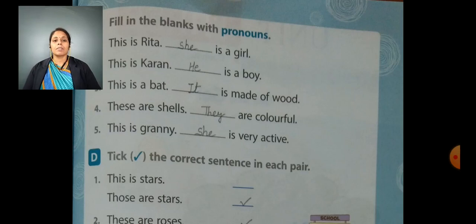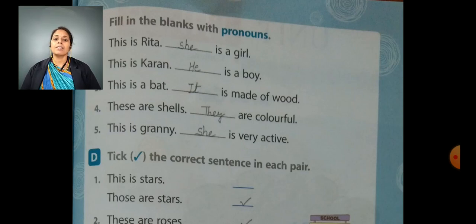Next, this is a bat. ये क्या है? Bat है. This is a bat. So bat is the name of a thing, and for things, animals and places we can use it pronoun. So this is a bat. It is made of wood. Okay, ये क्या का बना हुआ है? लकड़ी का बना है.